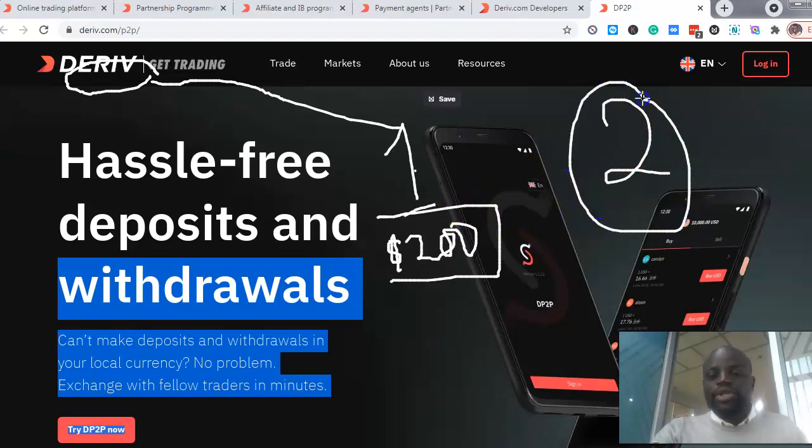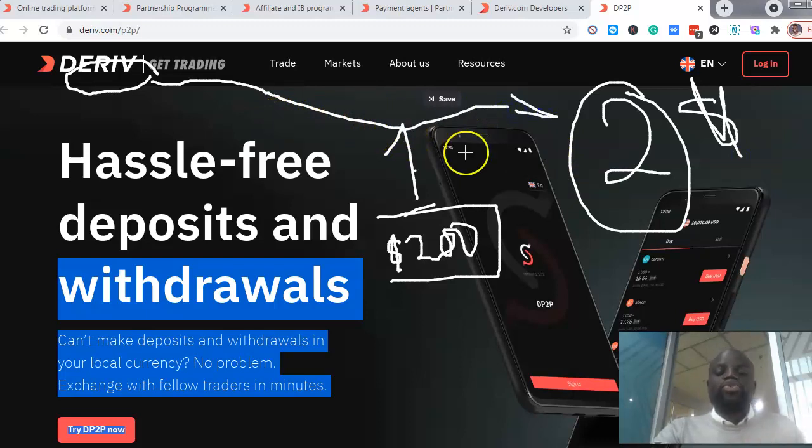So this guy number 2 will be wanting to deposit. Okay, they have got the money they need to deposit. So the Deriv DP2P platform is going to connect these two people, and then they can do an exchange. This is different from a payment agent, because a payment agent basically will give you the option to transfer money directly to people, but on this platform it's a different case.